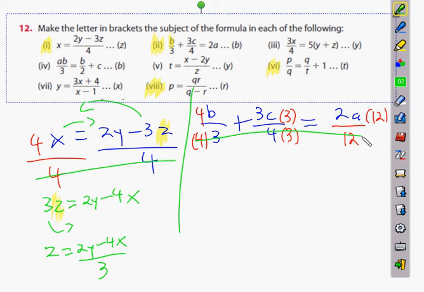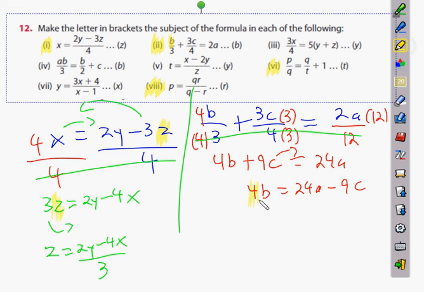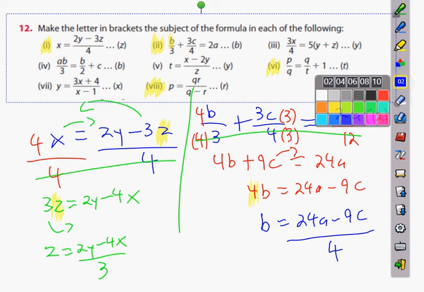Multiply. 4b plus 9c equals 24a. Bring the 9c out to your side. 4b equals 24a minus 9c, and then finally b equals 24a minus 9c all over 4. You happy enough with that? Okay. Any questions? Yeah, it's not got rid of it. Yeah, I'll just rub out the other side. I'm working in segments now.